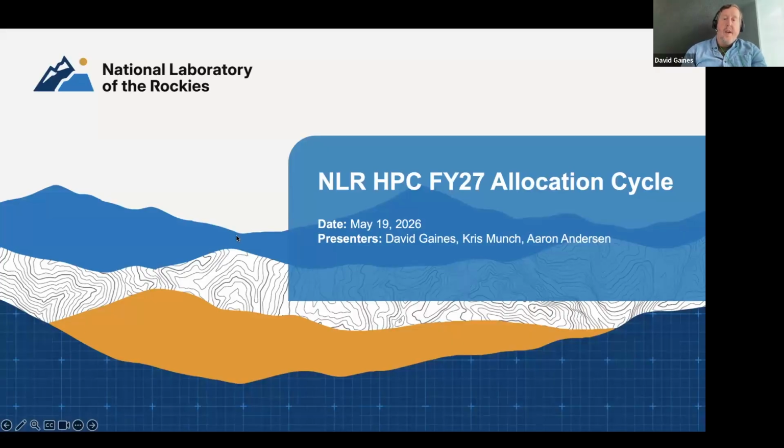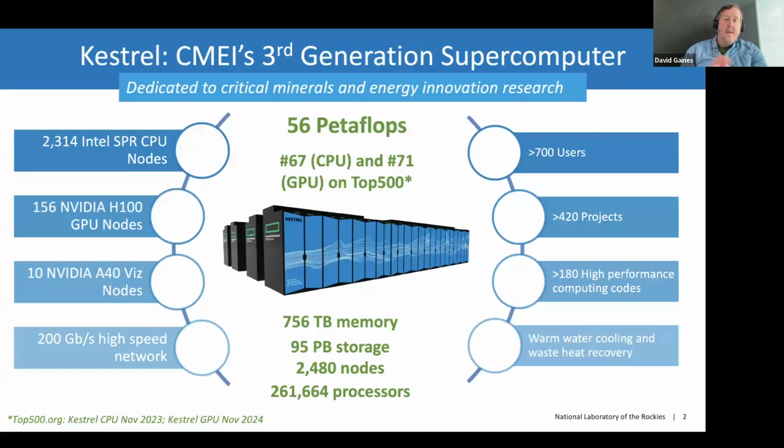So this is the NLR HPC FY27 allocation cycle. Part of my role is to help steward this for ACO. And we really have two slides at the beginning, which are maybe the most critical slides to talk about. The first is the description of Kestrel, which is the supercomputer we'll be doing FY27 allocations on.